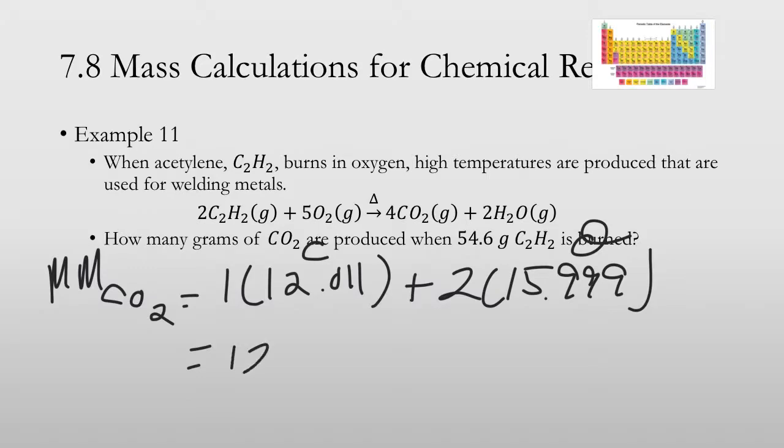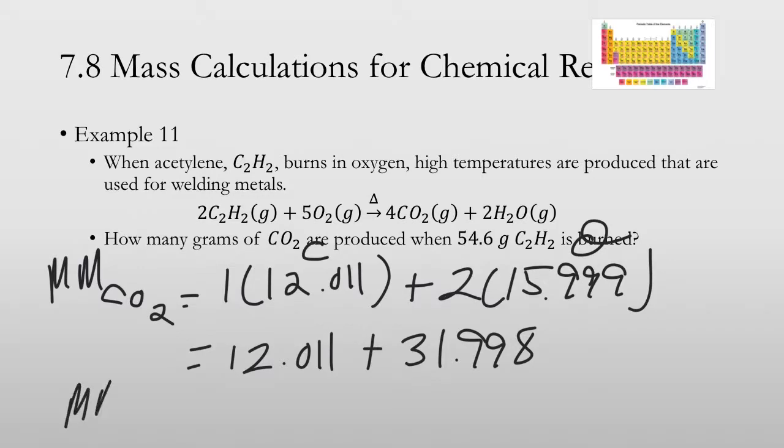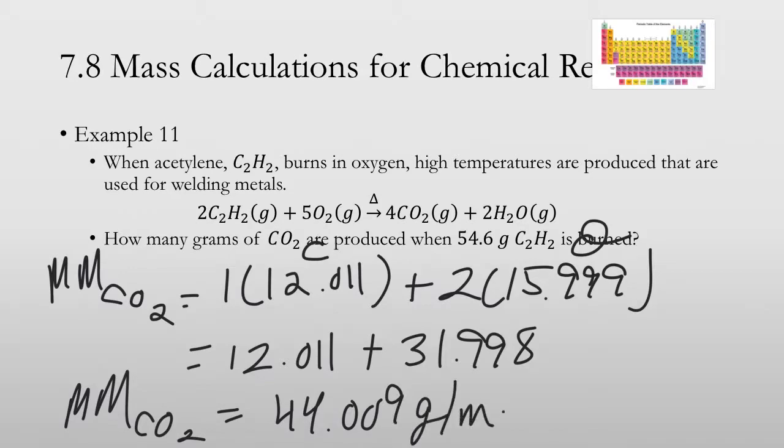And we get 12.011 plus 31.998 grams per mole. So we get a molar mass of CO2 equaling 44.009 grams per mole. Now, that had 5 significant figures. 31.998 has 5. This had 5. It still has 5. Now when you're adding, you look at decimal places. We've got 3 to 3, so our number has to have 3, so we leave it like that.